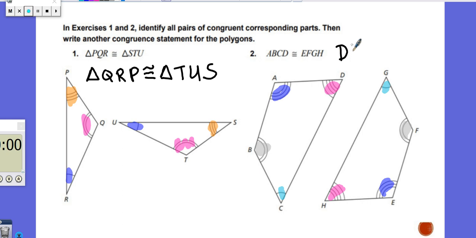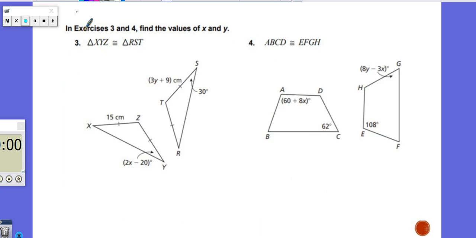D, C, B, A should be congruent to D should match H, C should match G, and B should match F, and A should match E. And we're done with that one. So we answered those 2 questions.